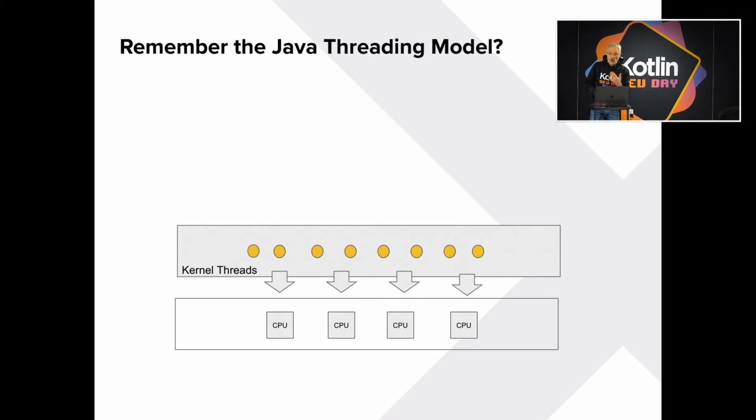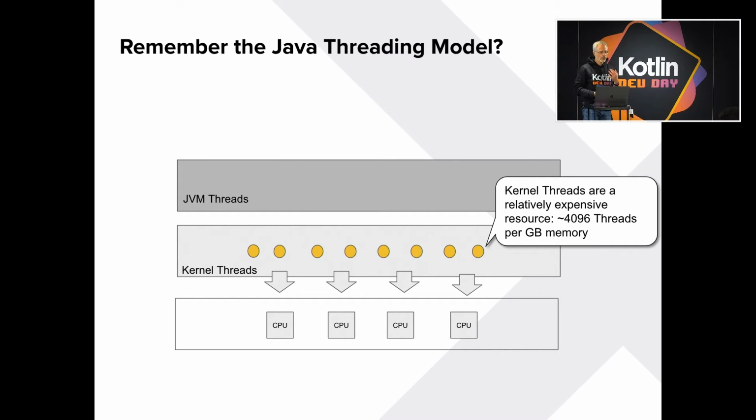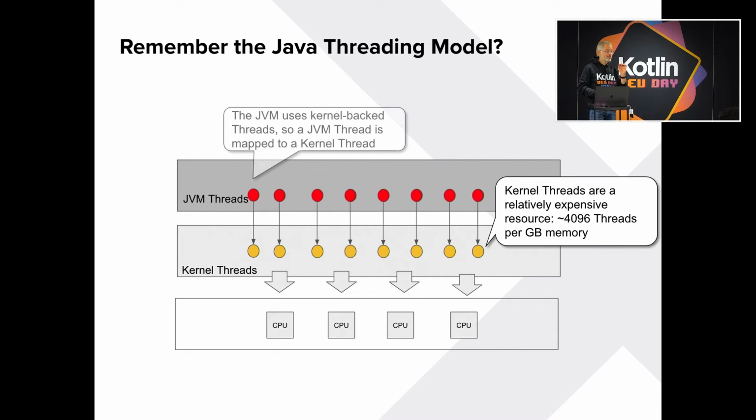Okay, how does it work? Loom. This is the operating system. You have CPUs, you have kernel threads. We've seen that these kernel threads are expensive. They cost about 1 gigabyte for 4,000. And the Java model currently, actually since the beginning, binds its threads directly to a kernel thread. It's not more or less, it really binds a thread directly to a kernel thread.